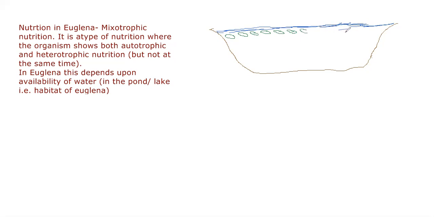Euglena would arrange itself parallel to the water surface so that it can get ample amount of sunlight. Now, let this be case one, where the water was up to this level, the highest level possible. Now, in the next case, what happened? The lake or the pond began to become dry.